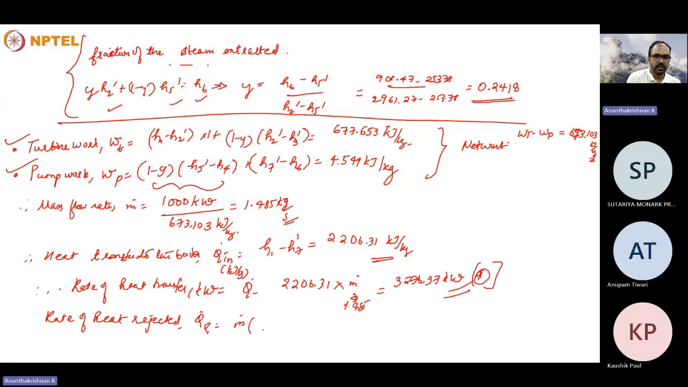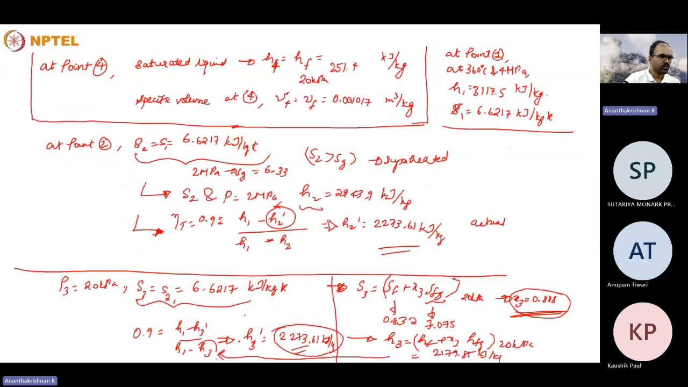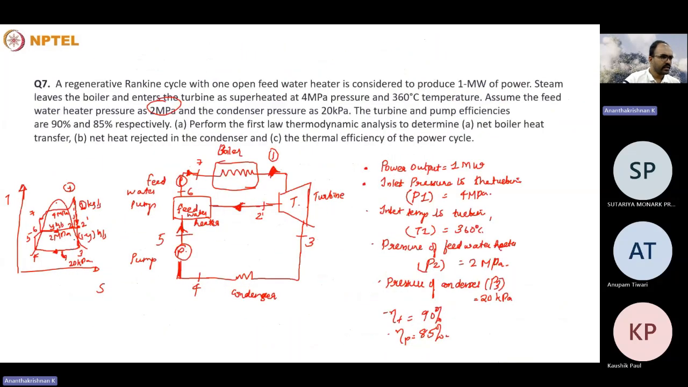That will be equal to m dot into h3 dash minus h4. So we have to remember that in this problem we didn't calculate the actual dryness fraction. We just made use of the straight line isentropic process. We calculated the dryness fraction as if the whole process would have been isentropic, and from there we calculated the entropy at this point. So entropy is the same.